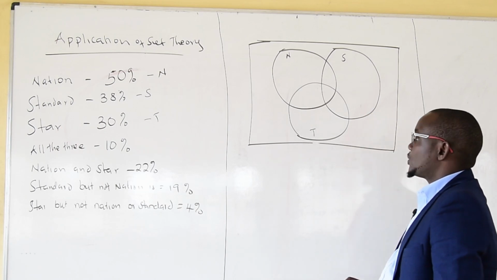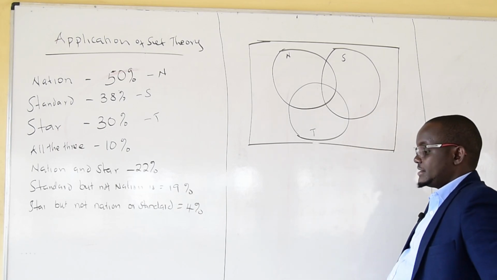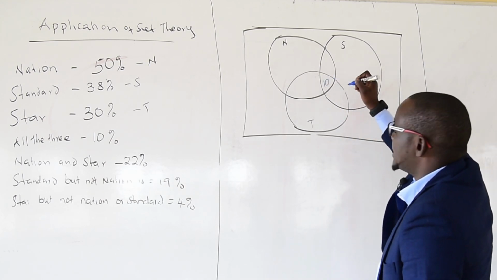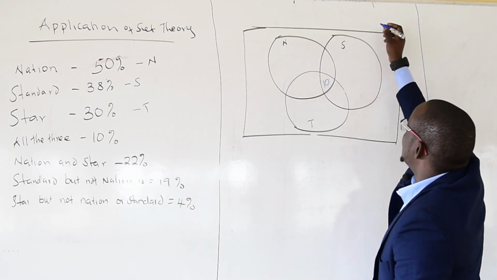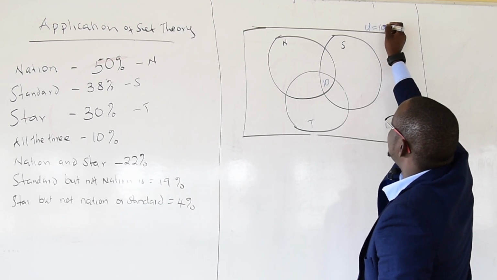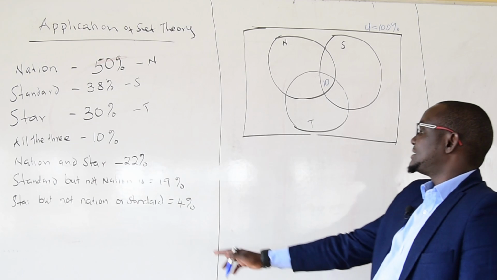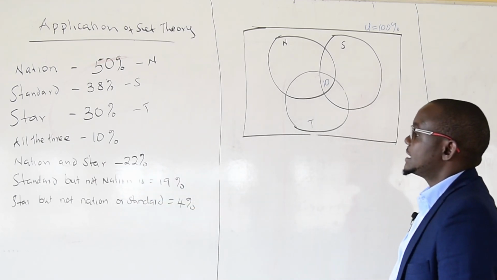So remember what you are taught. Those that read the 3 newspapers are 10%, and we said that's the beginning point. Remember, our universal set is 100%. That one you don't need to be told. We know percentages add up to 100%.